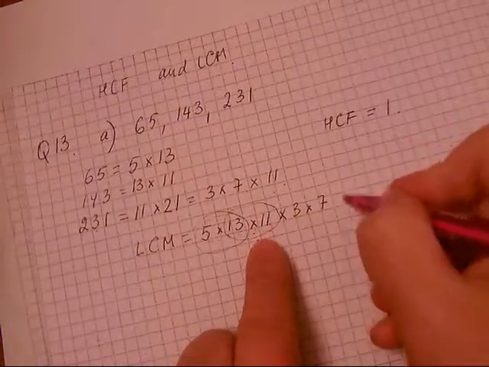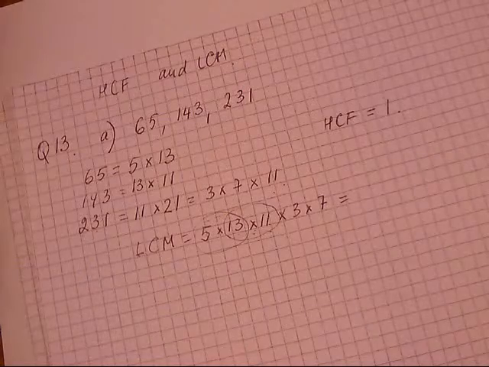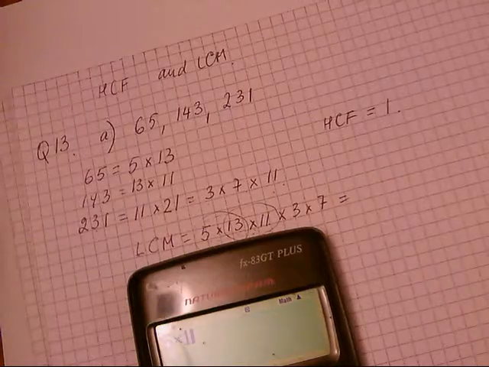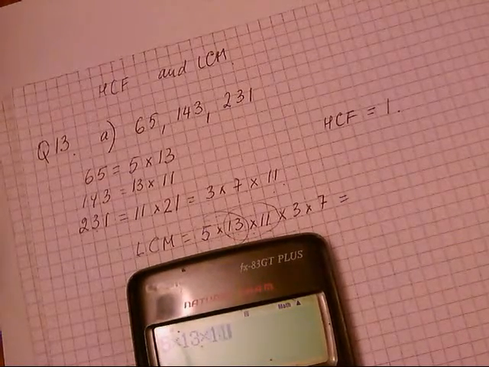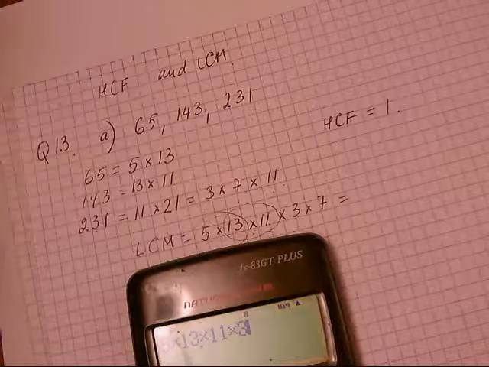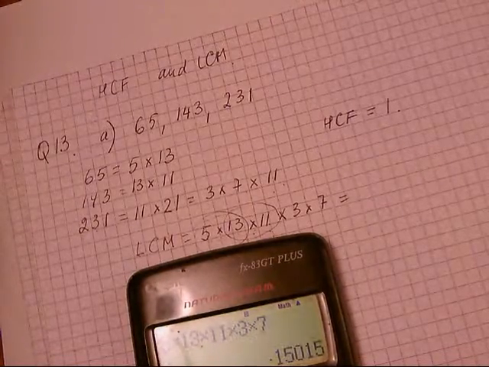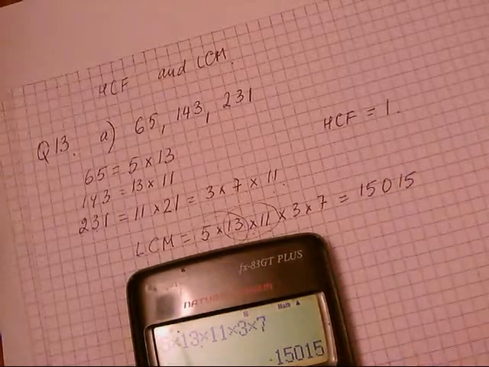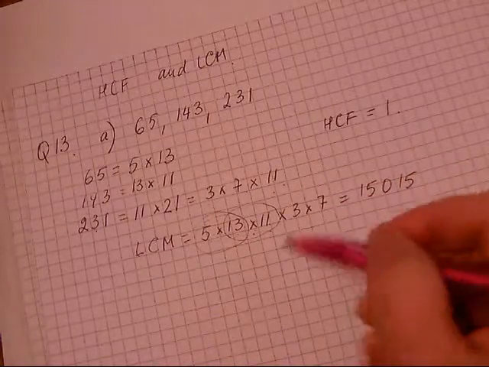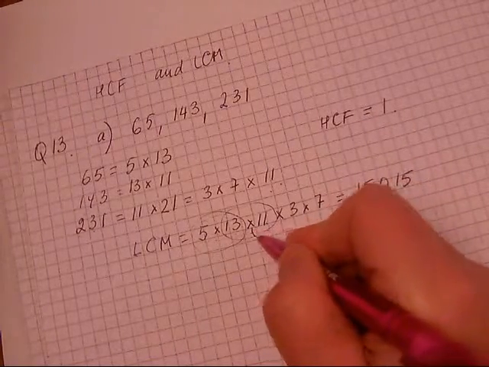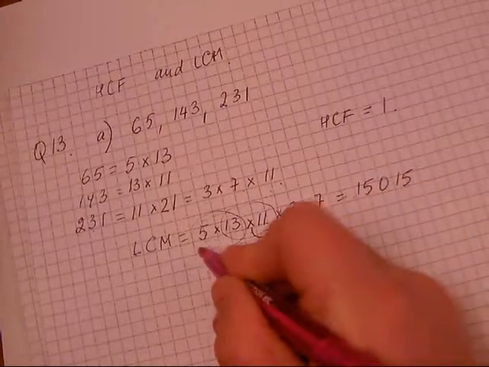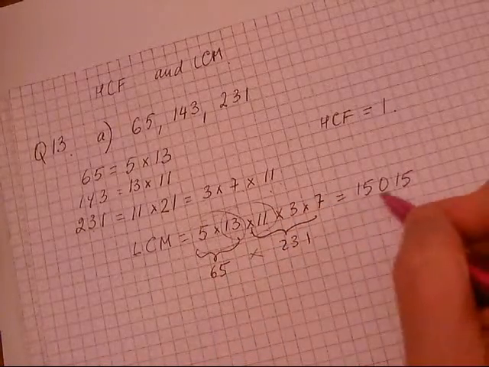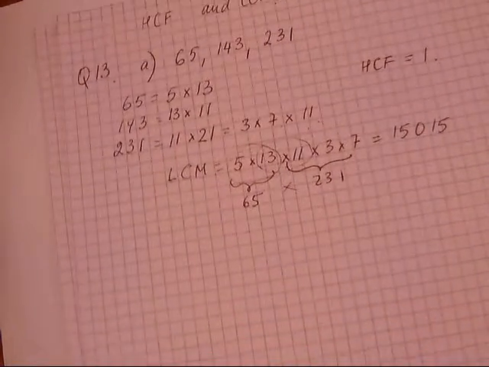Now I've got all these numbers. You can multiply them out if you wish: 5 times 13 times 11 times 3 times 7, and the answer is 15,015. You can obviously use very clever ways of multiplying. For example, if you realize this is 231 and this is 65, you will multiply these two together, and you still will get the same answer as myself.